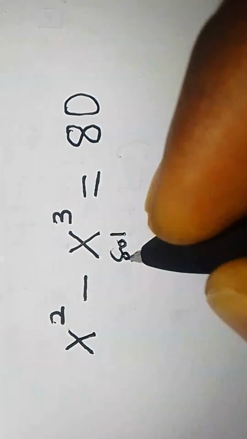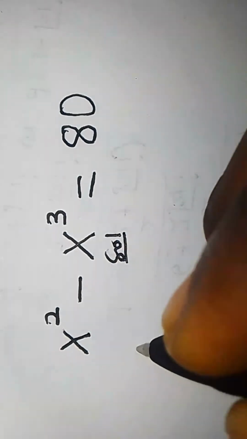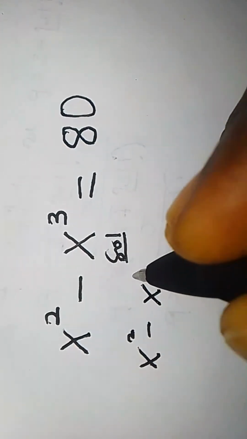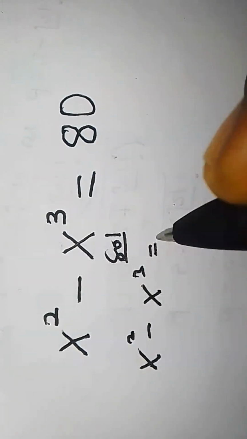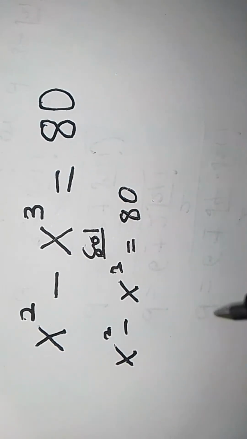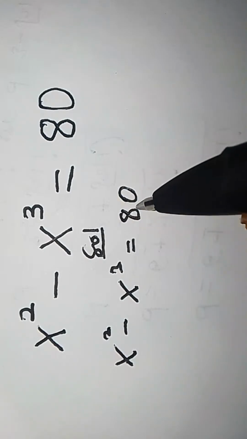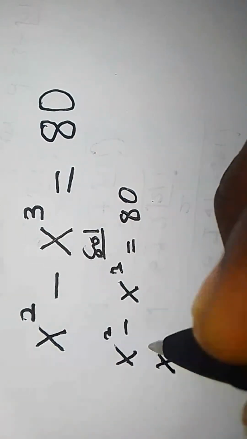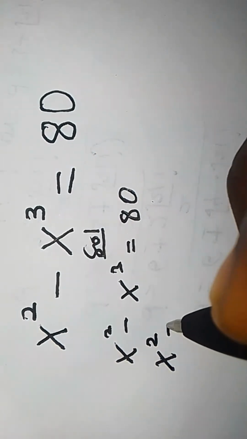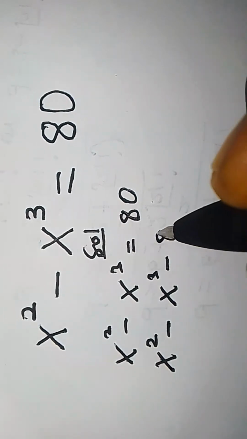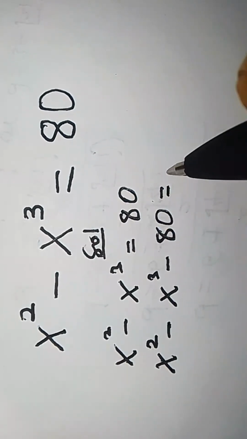Solution: we have x to the power of 2 minus x to the power of 3 equal to 80. The first thing we are going to do is to move this 80 to the left side. So that will be x to the power of 2 minus x to the power of 3 minus 80 equal to 0.